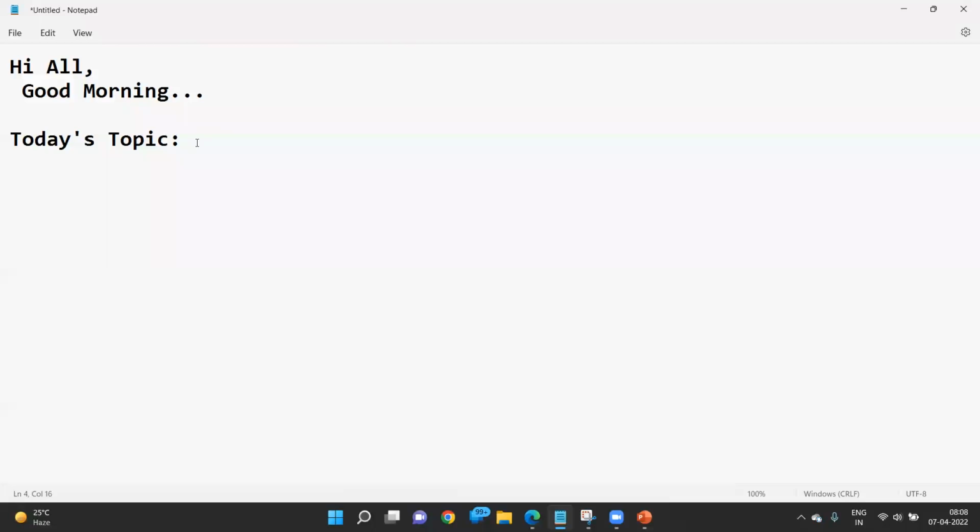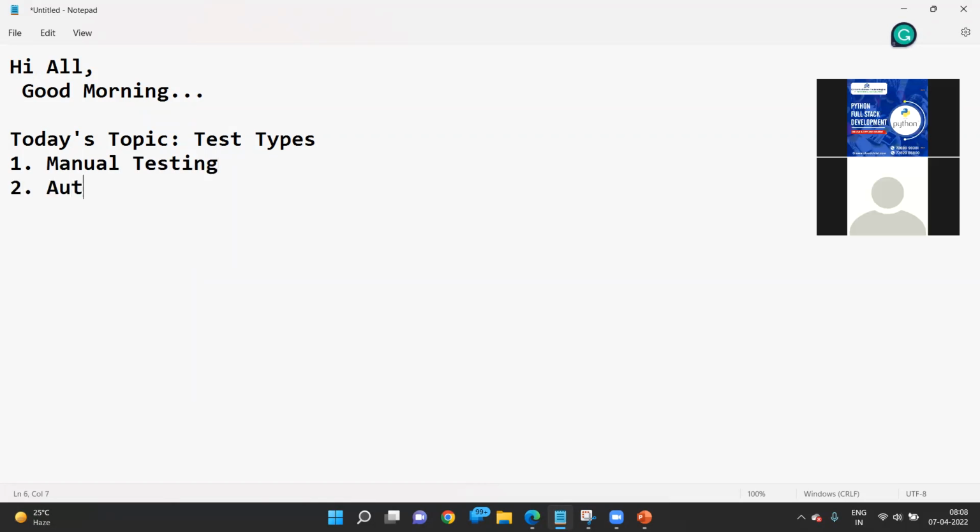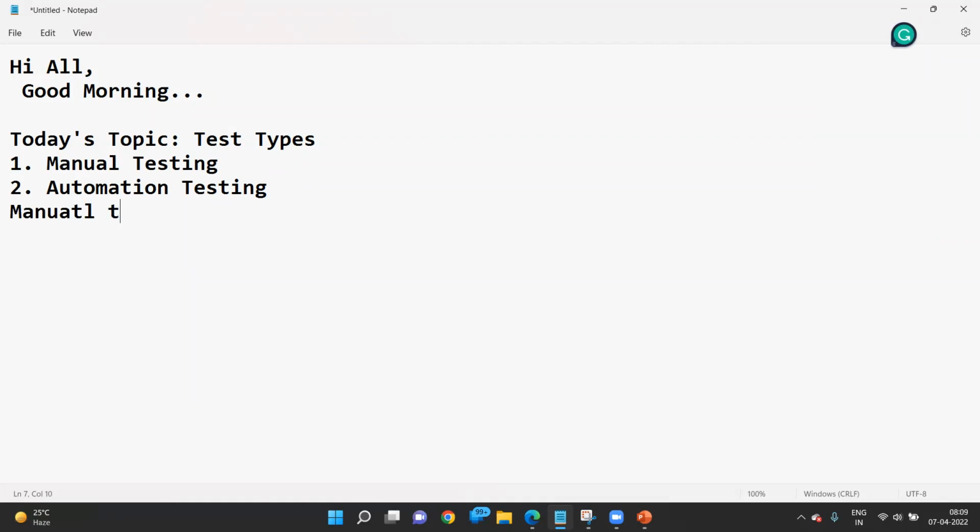Thank you very much. Today we'll discuss testing types. Under testing types, we have discussed that there are two types of testing. One is manual testing, and the second one is automation testing. Currently we are focusing on manual testing. Under manual testing, we manually test the application. How many types are there?